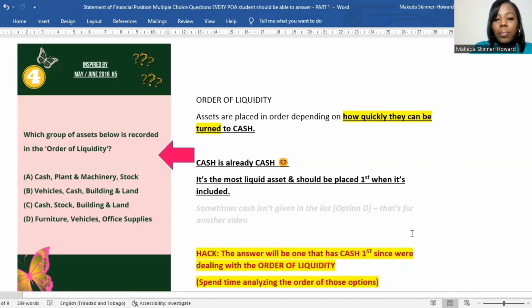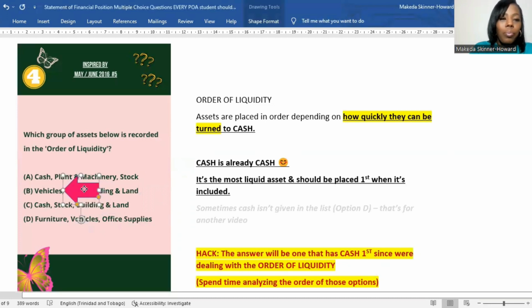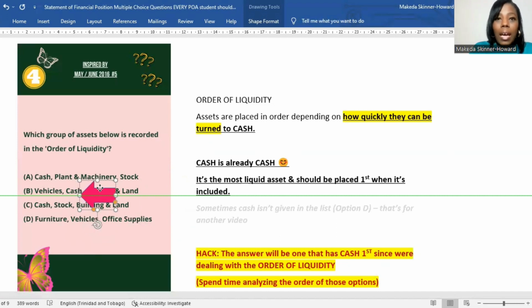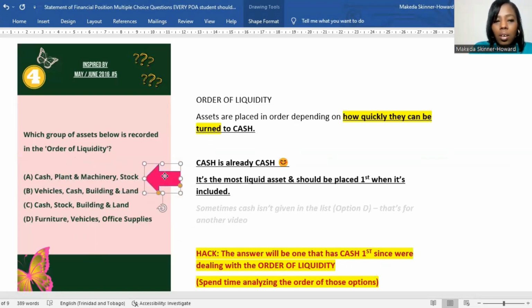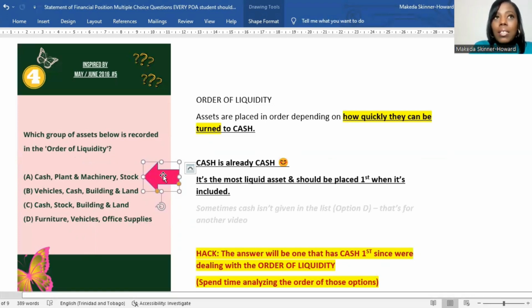So we have a hack here. The answer will be the one that has cash first, since we're dealing with order of liquidity. So spend time analyzing the options that have cash first. Don't waste time working on option B or option D because they don't have cash first. Let's see. Option A has cash, plant and machinery, and stock. Plant and machinery is more permanent than stock. Stock can be turned to cash easier than if you have to sell your plant and machinery. So this is not in the correct order.